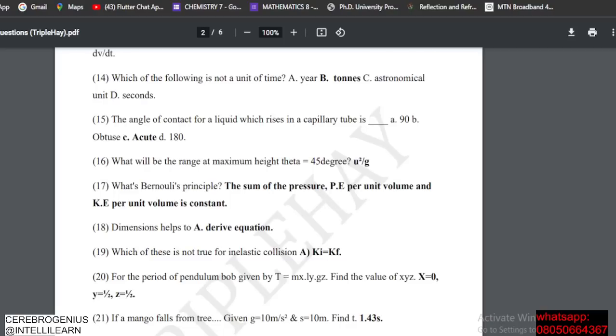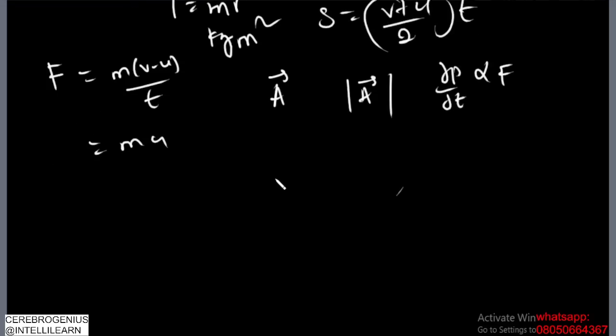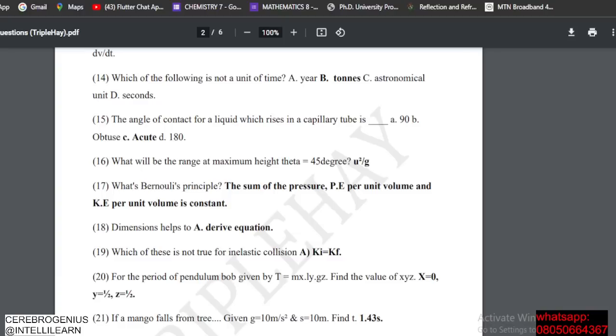So the angle of contact for a liquid that rises in a capillary tube is what? If a liquid is going to rise in a capillary tube, it's going to have a concave meniscus. That means it's a curve inward, something like this. So if you want to know the angle, what do you do? You draw a tangent at the point of contact. So you draw a line like this, then you measure the angle between this line and the wall. Look at this angle, it is less than 90. This is 90 degrees, so this angle is less than 90. An angle that is less than 90 is what? An acute angle. It should be an acute angle.